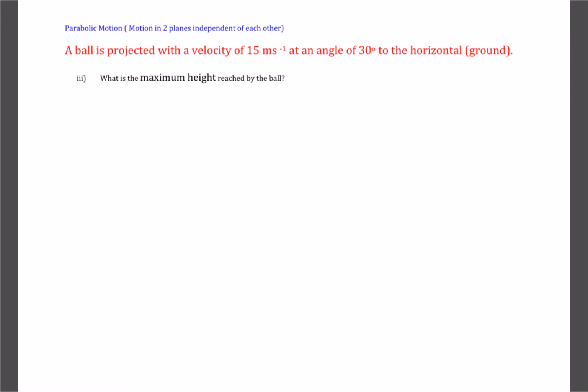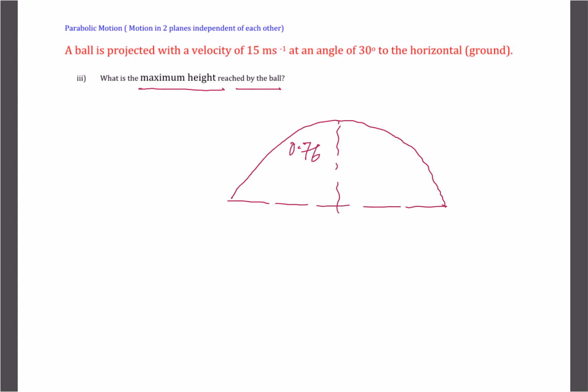Now the next question is, what is the maximum height reached by the ball? If you notice, the motion will be somewhat like this, and the time it takes for the first part to reach the highest point is 0.76 seconds, as we just worked out. And the second part of the motion, remember, there's no air resistance, will also take 0.76 seconds.